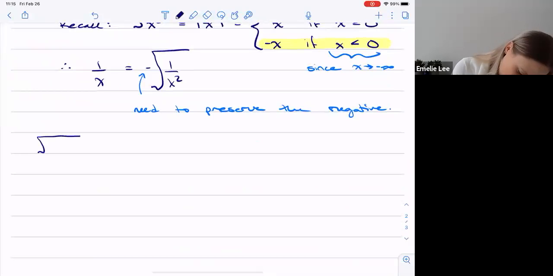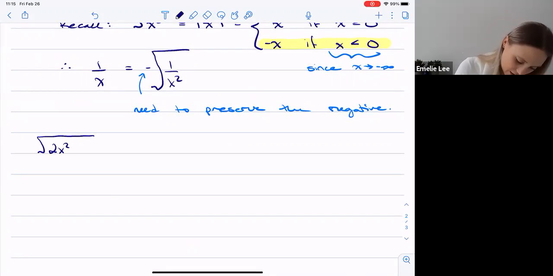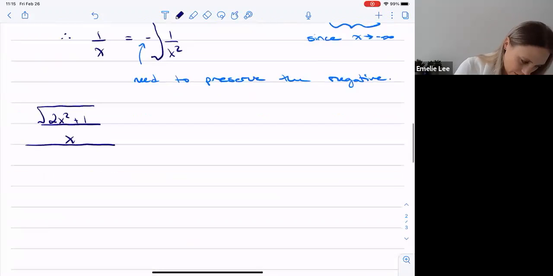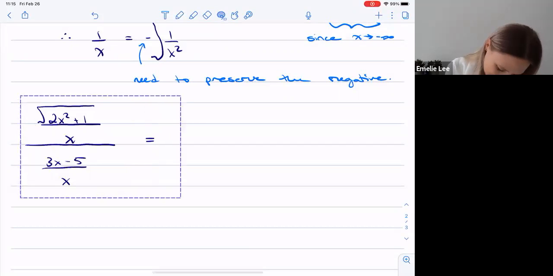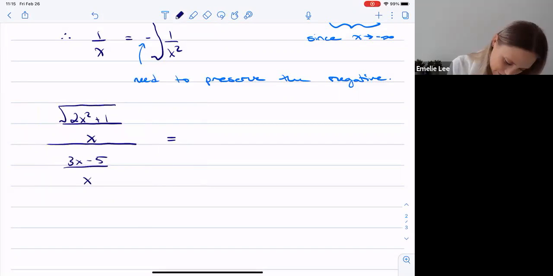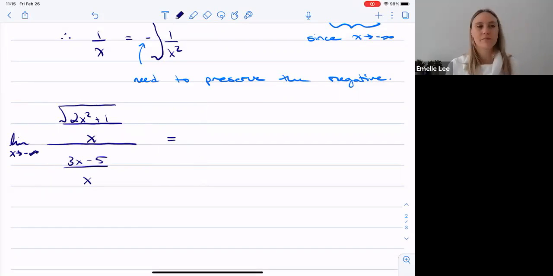So the root, I'm just going to rewrite what I had here. The root of 2x squared plus 1 over x all over 3x minus 5 over x becomes, and I guess I should throw my limit out there. I keep telling you guys you've got to put the limit on there, and then I don't do it. Sloppy, sloppy, sloppy. Let me make a little bit of room here. The limit as x goes to negative infinity.